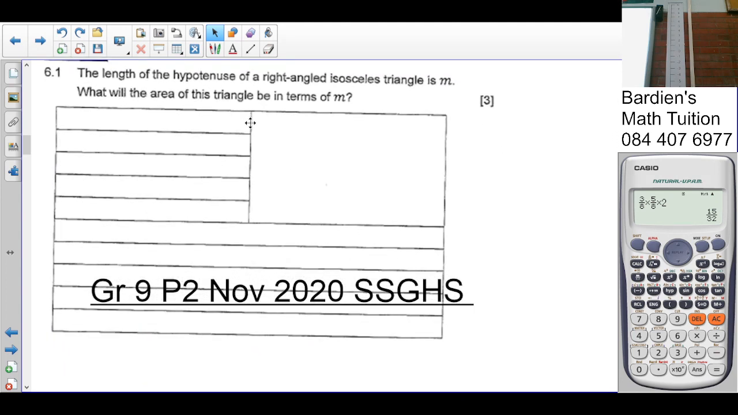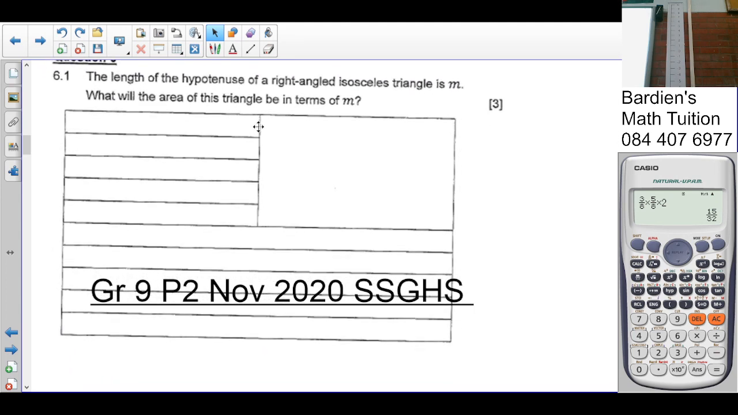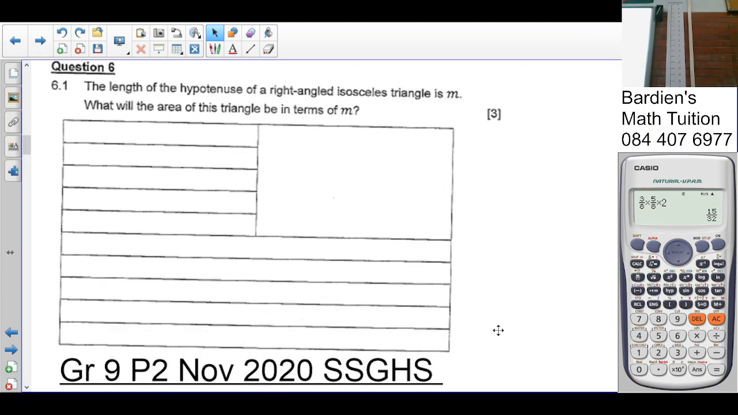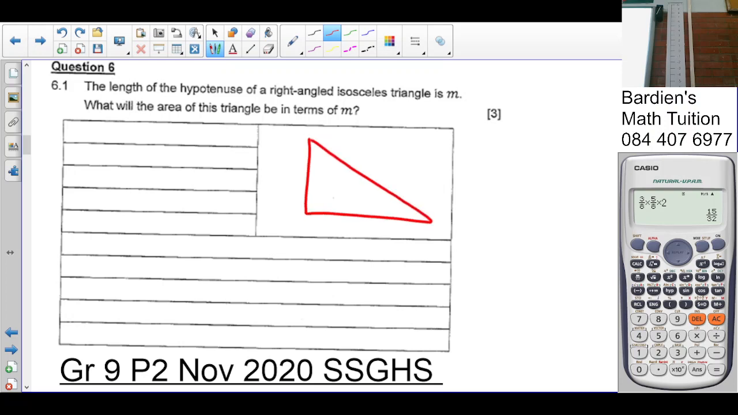Question 6. The length of the hypotenuse of a right angle isosceles triangle is m. So we got a right angle isosceles triangle. The length of the hypotenuse is m. What is the area of the triangle in terms of m? So how do you calculate the area of the triangle?